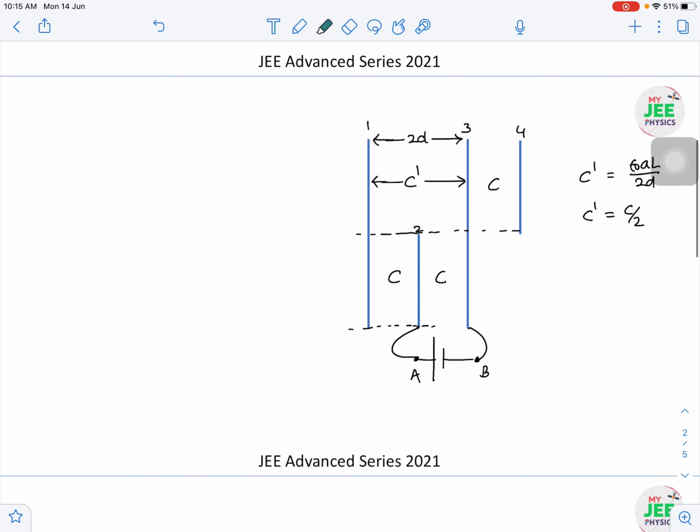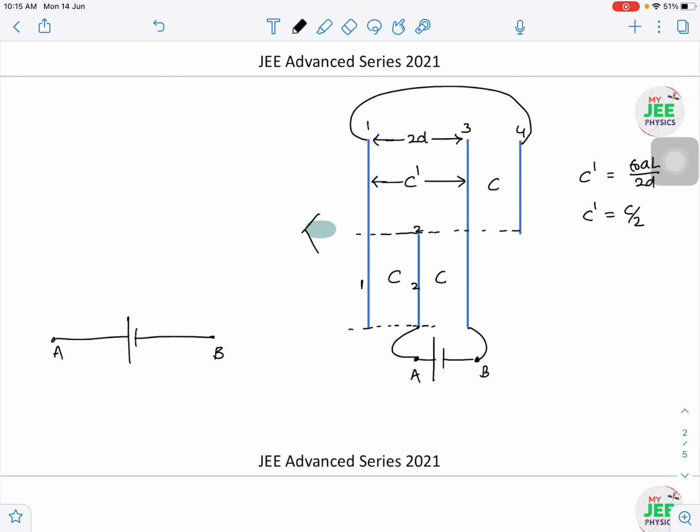Now I'm drawing this as another circuit. Let us say I'm taking the same battery connection, with terminals A and B. This is the first plate and second plate. The first plate is not connected to anything else, except that the first plate is connected to the fourth plate directly. Then the second plate is connected to the positive terminal, and the third plate is connected to the negative terminal.